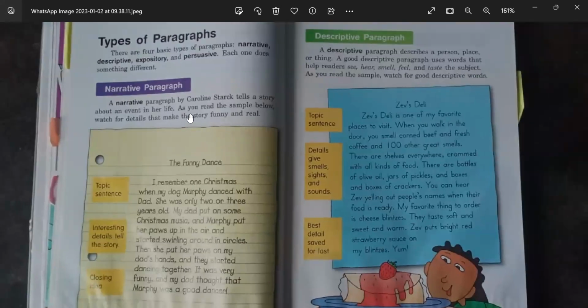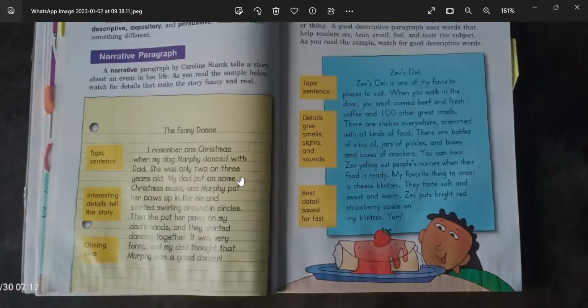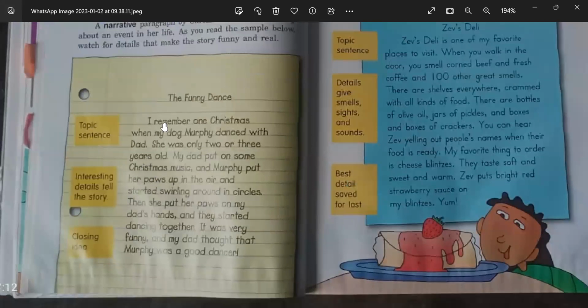A narrative paragraph by Caroline Stark tells a story about an event in her life. Oke, jadi intinya narrative paragraph tells about an event in your life. You can simply write like that. As you read the sample below, watch for the details that make the story funny and real. Okay, let's look at the narrative paragraph. Any volunteer? Can you please read the first paragraph, the topic sentence?